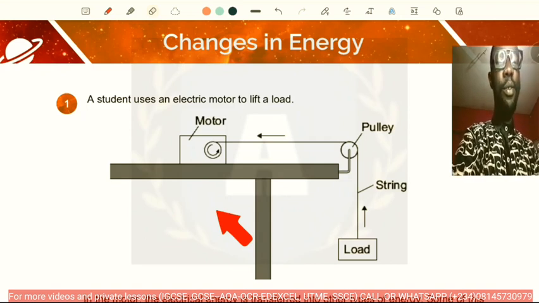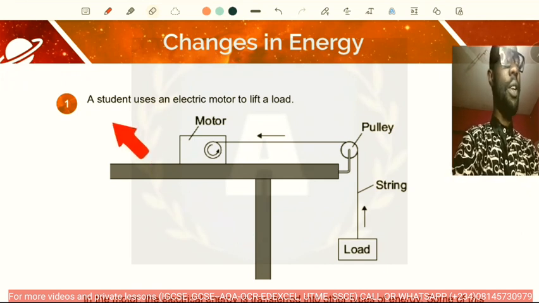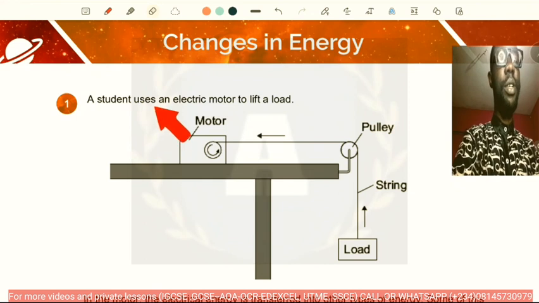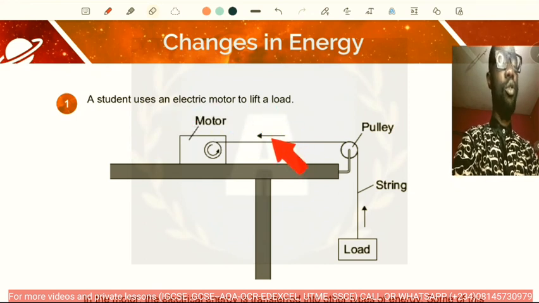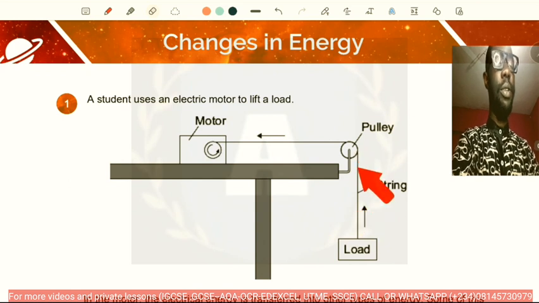In our video series today, we want to look at this GCSE question on energy changes. What does the first question say? I read: a student uses an electric motor to lift a load. As we can see, this is the load, this is the electric motor, and the student uses it to lift this load up this length. We have the spring, and this is the pulley system.